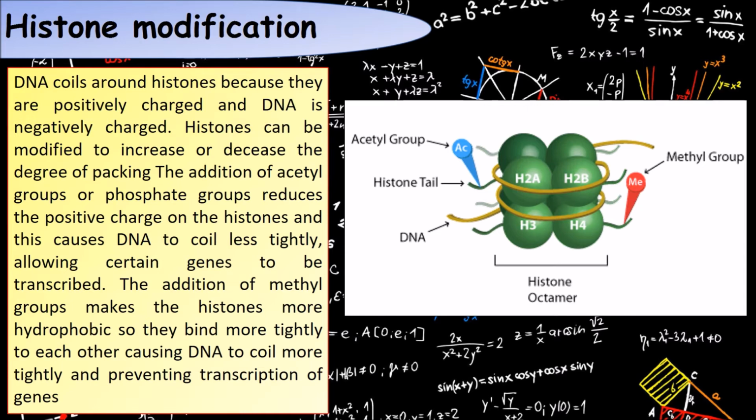Histones can be modified to increase or decrease the degree of packing by the addition of acetyl groups or phosphate groups that reduce the positive charge on the histones, which causes the DNA to coil less tightly, allowing certain genes to be transcribed. However, the addition of methyl groups makes the histones more hydrophobic, so they bind more tightly to the DNA, preventing transcription. The next short modelling video will show how this happens.